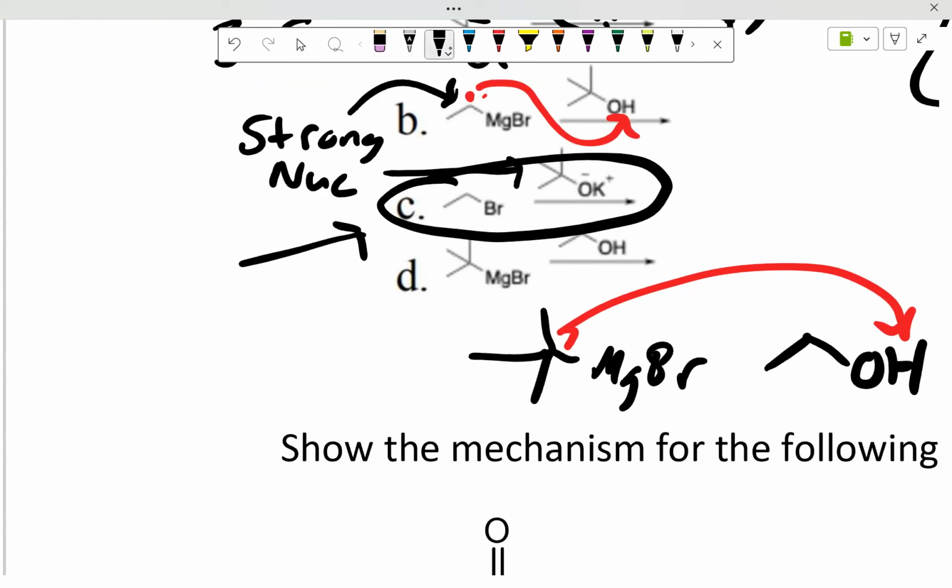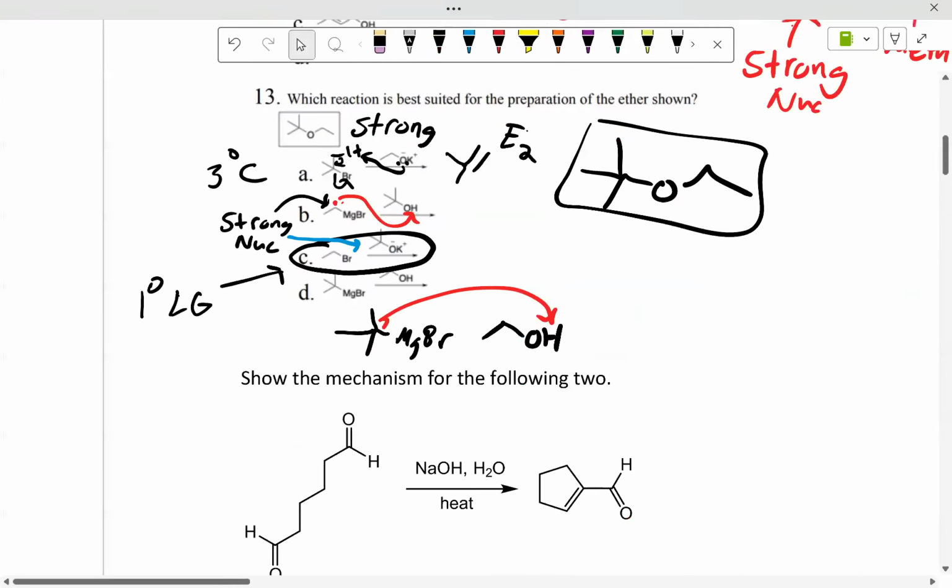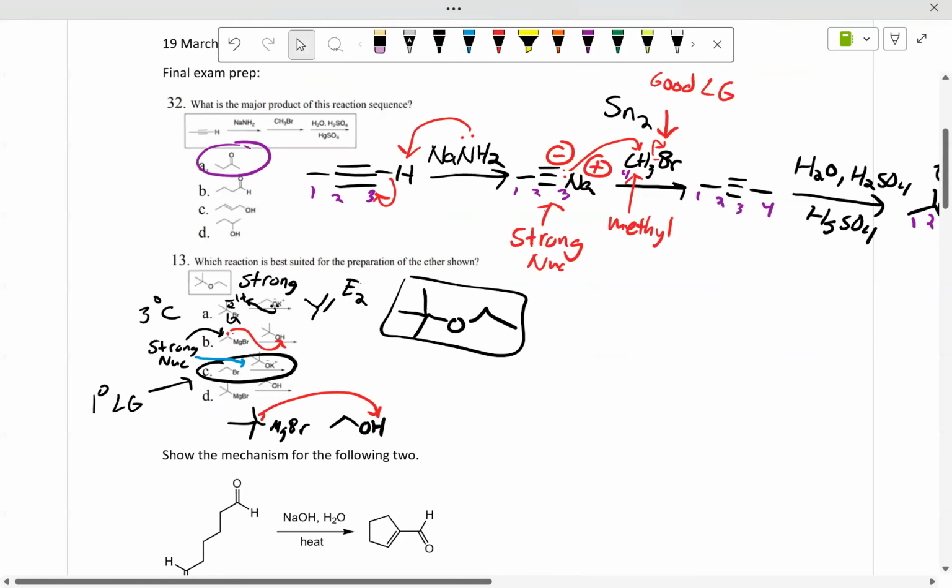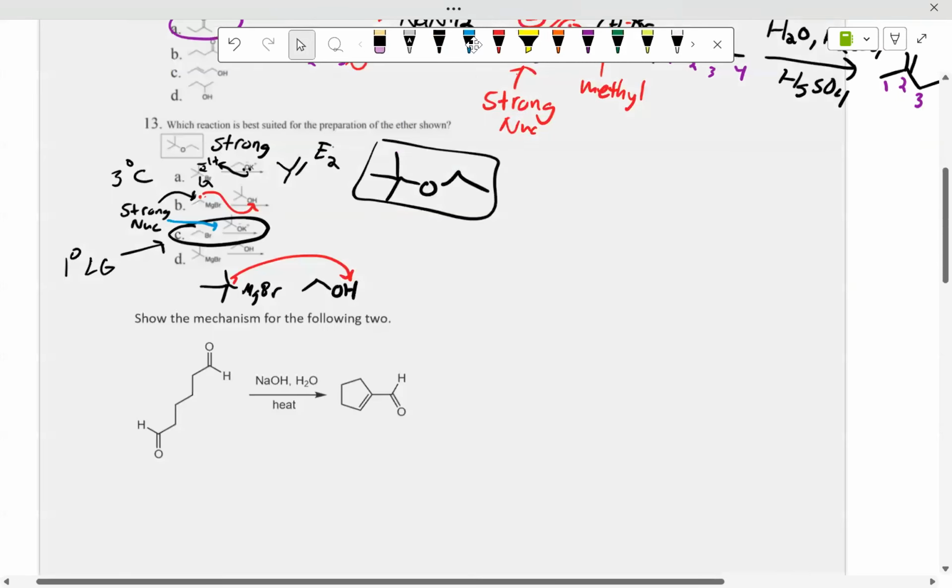So it's this one because we have a primary leaving group. And then let me do this in a different color. And we have a strong nucleophile. Okay. That's it for the test review, or final exam review. A and C.